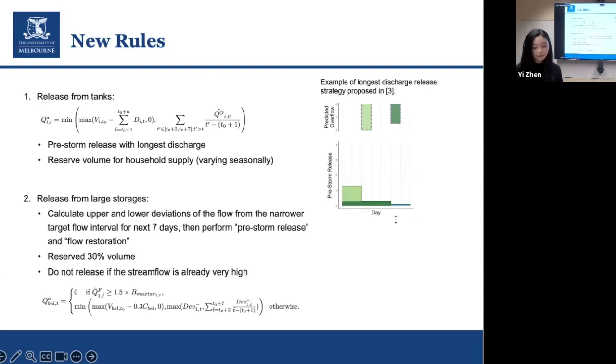And the reserve volume for the large storages is set to be 30% of their capacity to leave some buffer against unexpected flow variations. And we also restrict the large storages from releasing when the streamflow at the downstream monitoring points is already very high. And this is trying to avoid creating high streamflow ourselves.